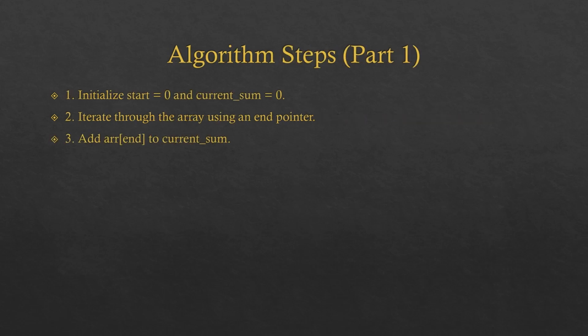The first step is to initialize two pointers, start and end, both starting at the beginning of the array. We also initialize a variable current sum to 0. As we iterate through the array with the end pointer, we keep adding the element at ARR[end] to current sum.